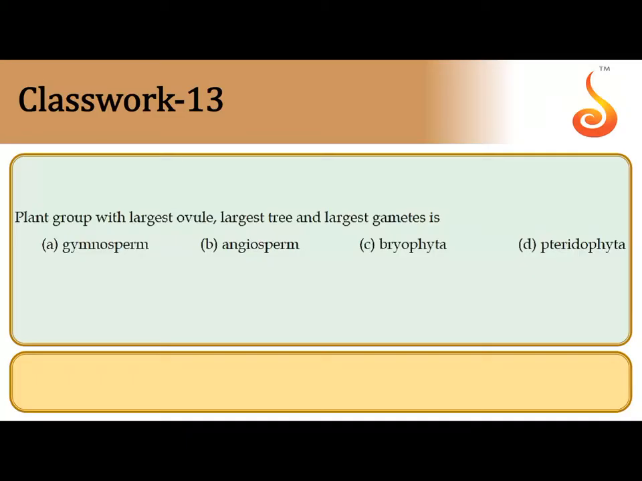Plant group with the largest ovule. Again, what is an ovule? It is nothing but a megasporangium. I told you, a sporophyte, a plant, may be producing either microspores or megaspores. Now, an ovule is a structure seen in the megasporophyte, and it has the largest tree and the largest gametes. We already saw top shaped multiciliate gametes. It is a feature of gymnosperms.